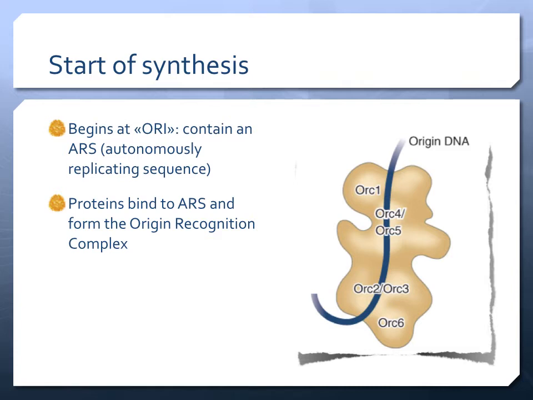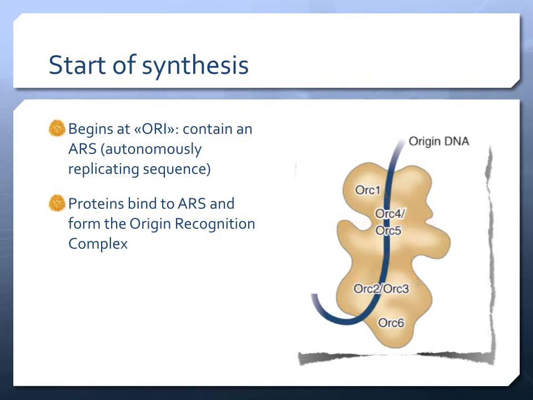So in this case, the ARS, or autonomously replicating sequence, is a sequence that informs the cell that here will start DNA synthesis. In human cells, you have many ORI containing ARS like that, and what will happen is that this sequence of DNA will be recognized by specific proteins. The proteins are called origin of replication complex proteins, proteins that recognize the sequence and bind to the sequence, meaning that here is an origin of replication.